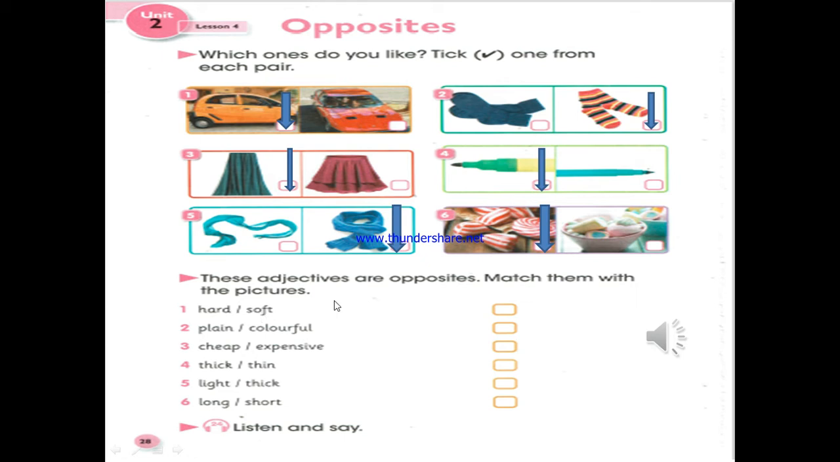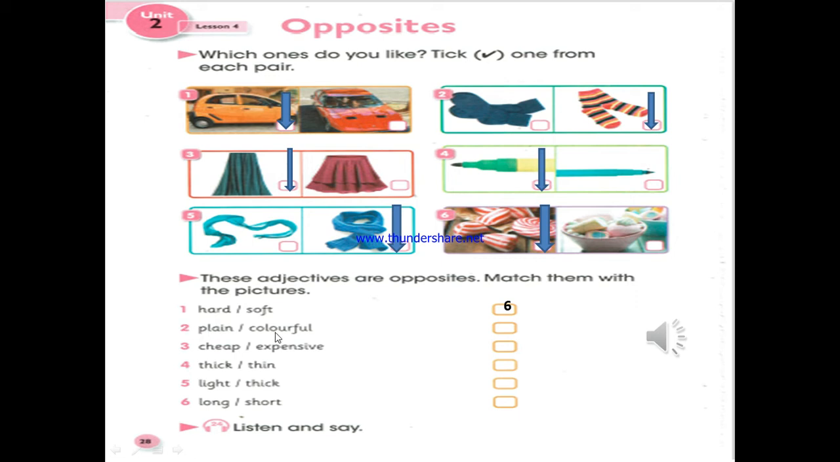Hard, soft. Which one do you think is hard and which one is soft? Which picture? I think picture number six. Why? Because this is a sweet, it's hard, and this is a sweet, it's soft. This is marshmallow, I think.